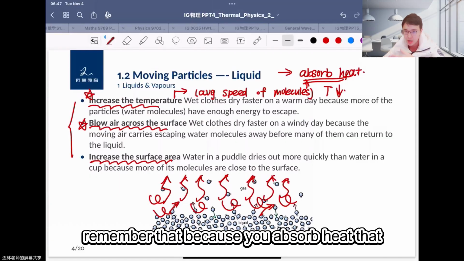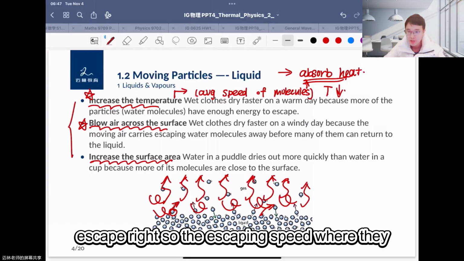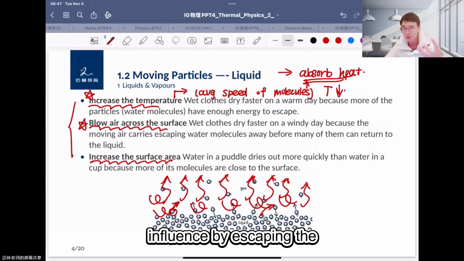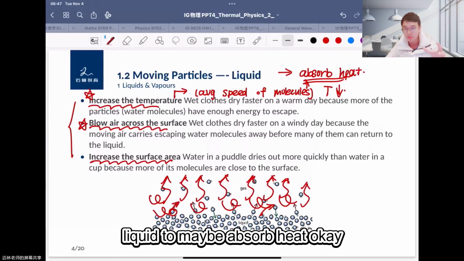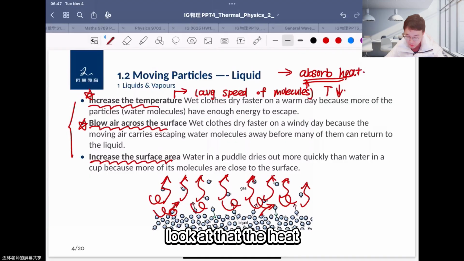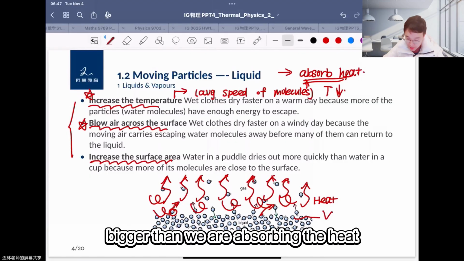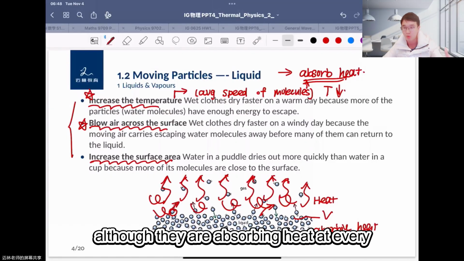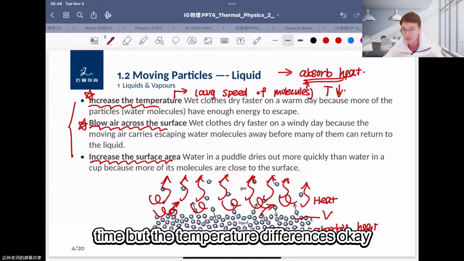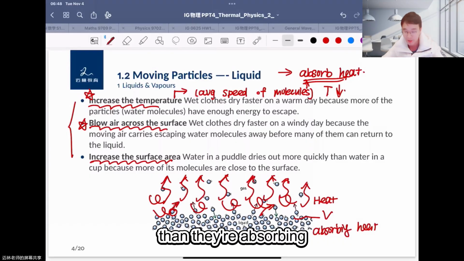But remember that because you absorb heat, that makes the surface particles escape, right? So the heat taken away by the higher-speed escaping particles is bigger than the heat the total liquid is absorbing. So for evaporation, although they are absorbing heat all the time, the temperature decreases, because the surface particles take away more heat than they are absorbing. Okay, so there's a difference.